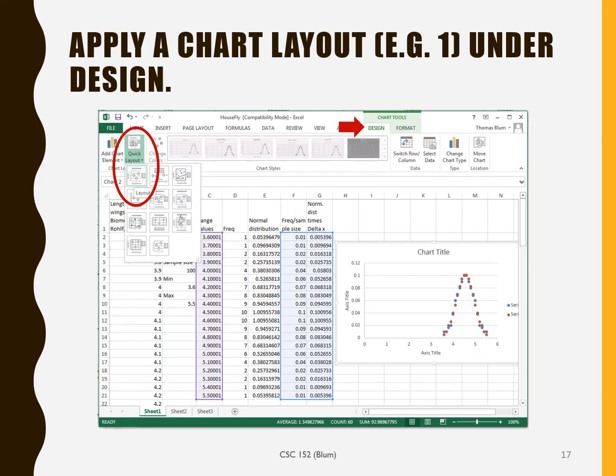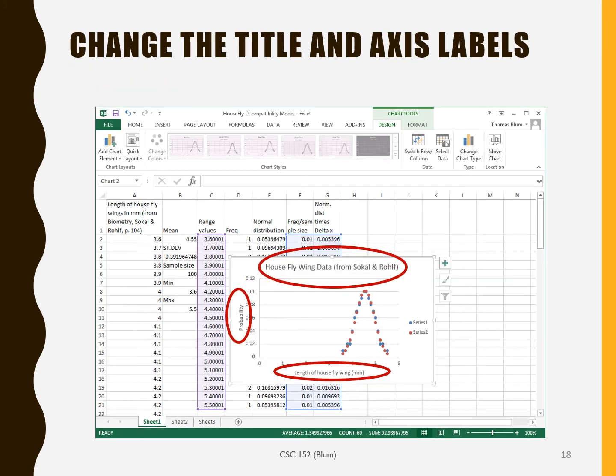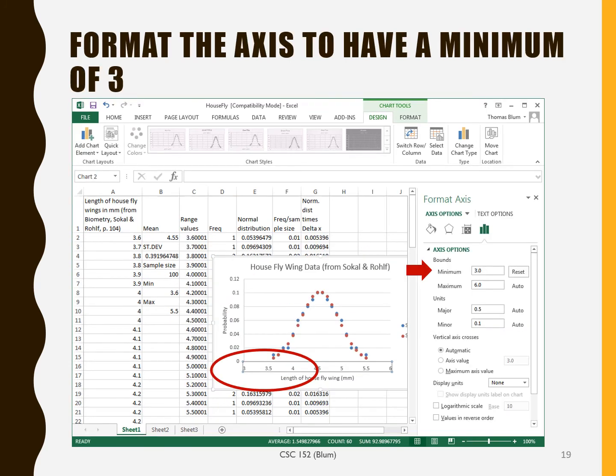I chose a quick layout number 1 to get title, axis labels, and so on. And I changed those axis labels. The X was the length of the housefly wing, the Y was probability, and I entered some title that says where the source of data was. I formatted the X-axis and changed the minimum X value.